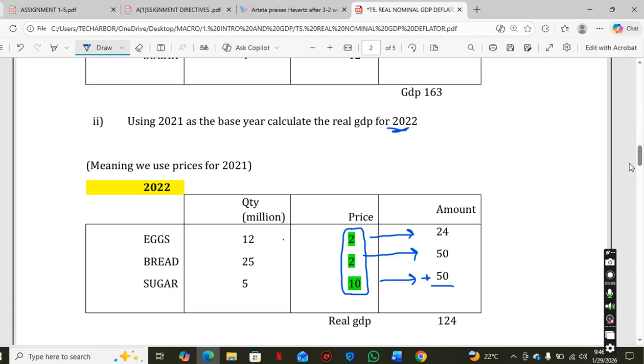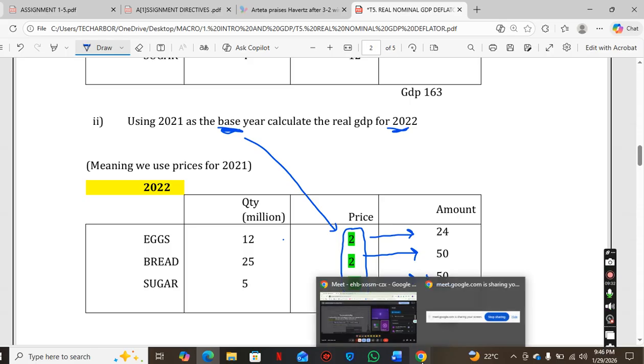But for real GDP, you look for your base year, the year of reference, and you use the base year's prices. So like here for 2022, we're using the prices of 2021, so that we can see, are we being more productive or not? Colleagues, the key thing here is we want to find out, are we producing more or not? So we are keeping price stable.